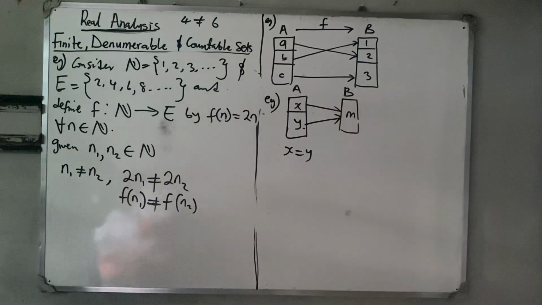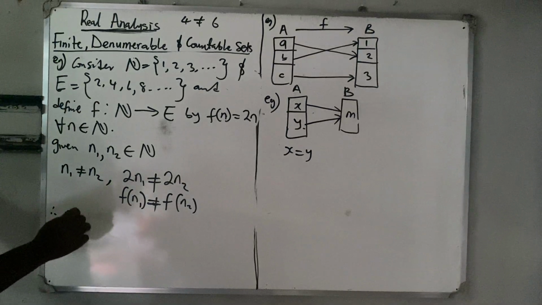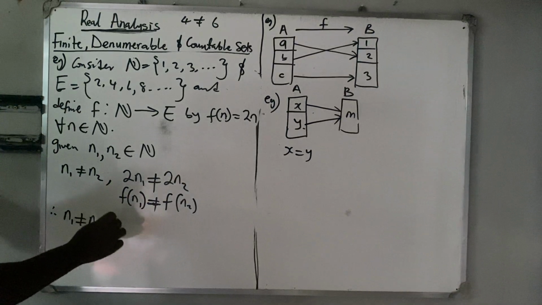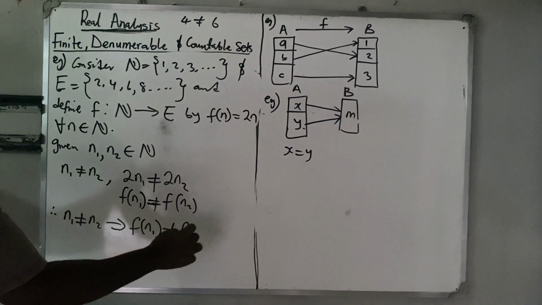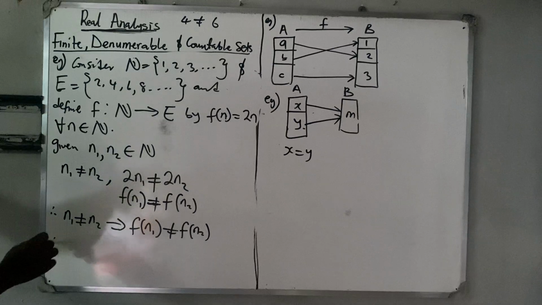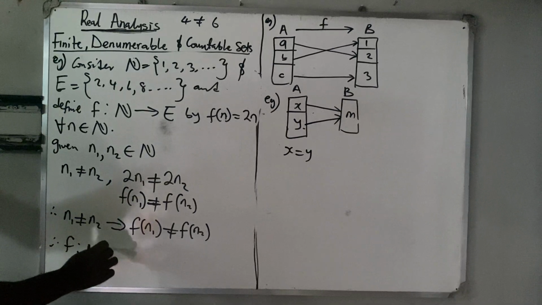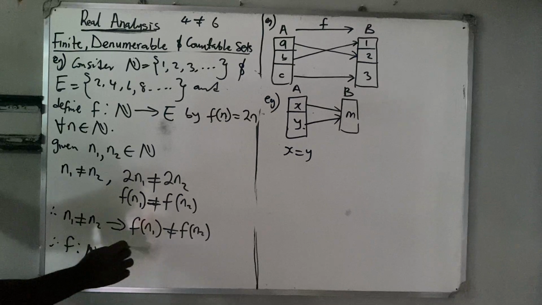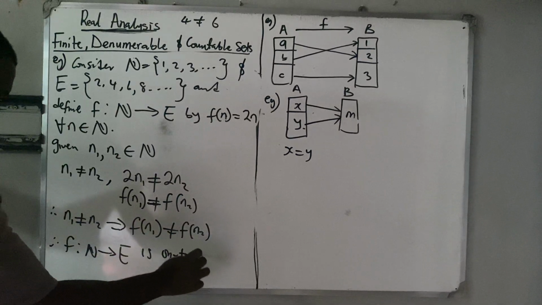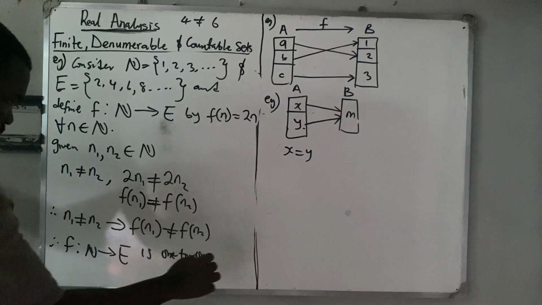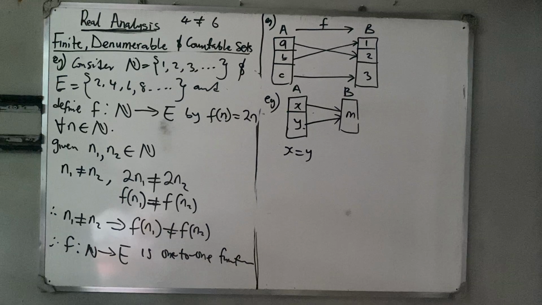You see that? So therefore, we conclude that if n1 is not equal to n2, it will imply that f(n1) will not be equal to f(n2). So therefore, we say that f mapping natural numbers to E is a 1-to-1 function. Okay? So that is our first example.